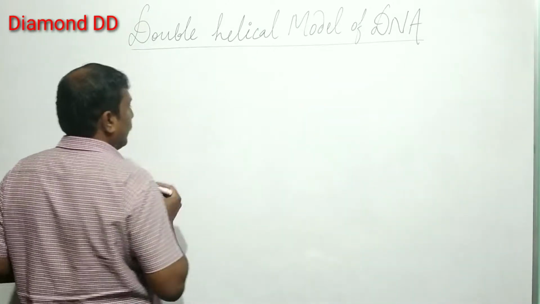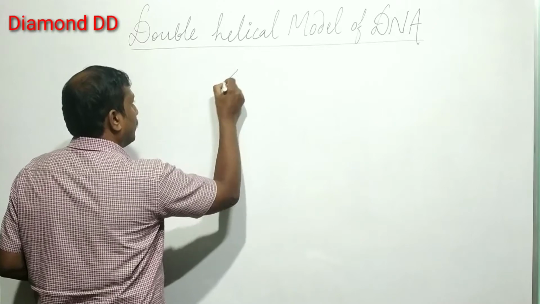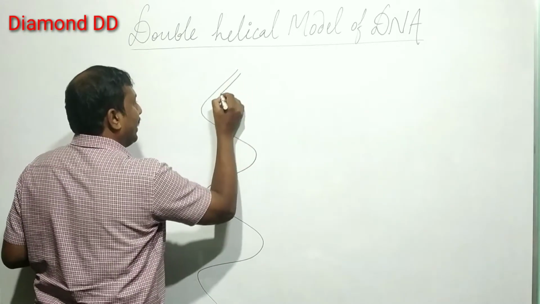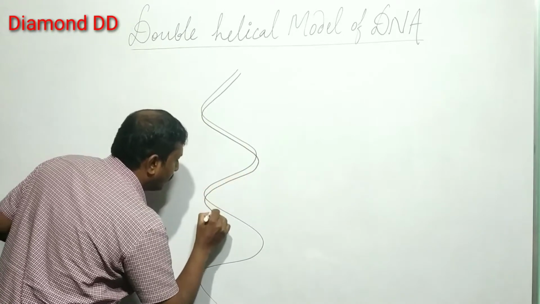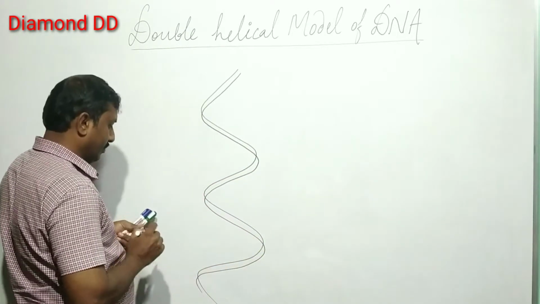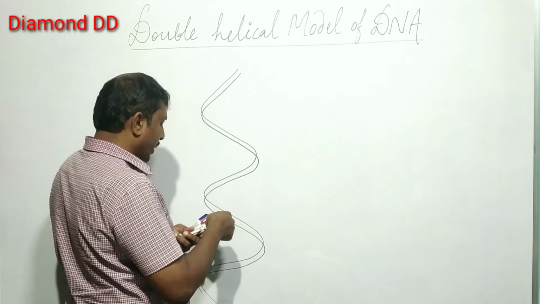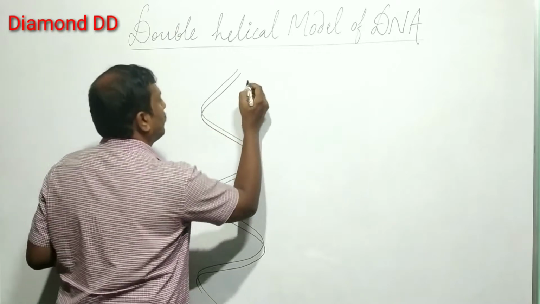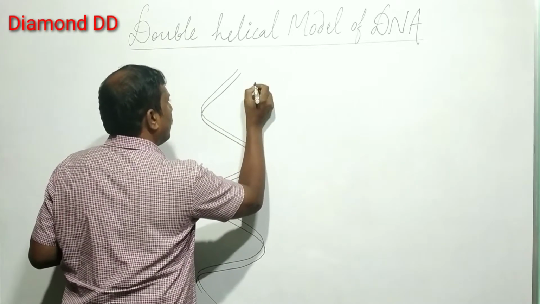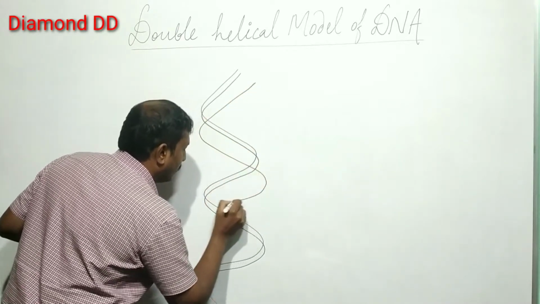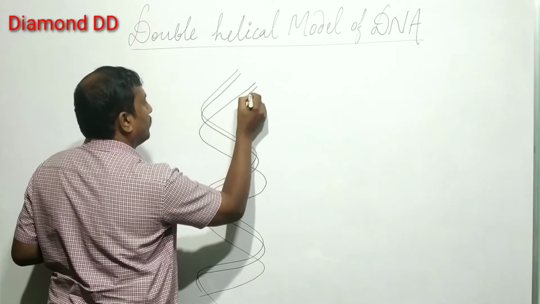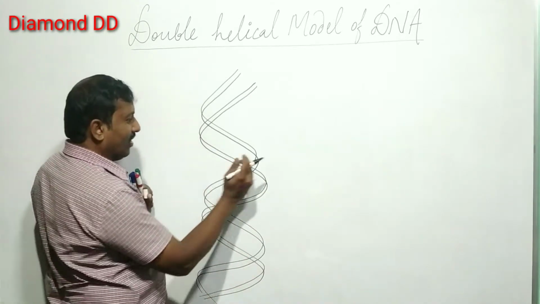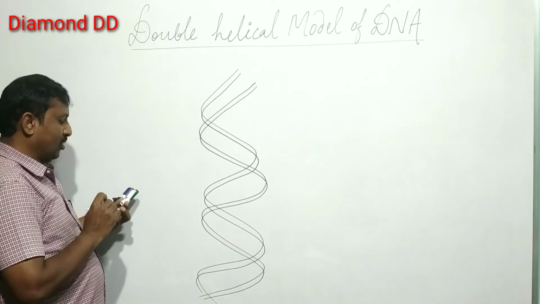Now to start with, initially you can draw a double line like this. And another one, I use red color or black only we use. One strand, this is another strand. Double end. See very clearly here, this is the minor groove, this is major groove. Very clearly it should be differentiated.